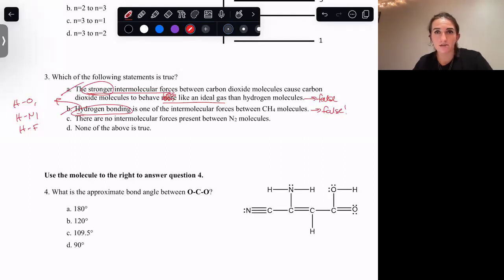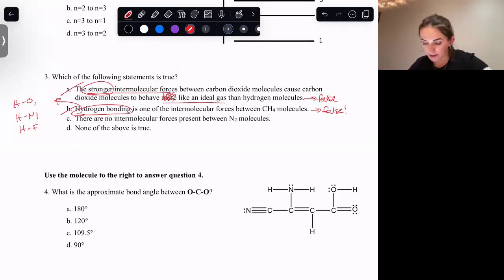Someone asks, is that why F2 only has dispersion forces for the ideal gases? F2 only has dispersion because it's a fluorine bonded to a fluorine, so there's no electronegativity difference between the two fluorines. And so there's no permanent dipole there. It only has dispersion because there's no electronegativity difference. Great question.